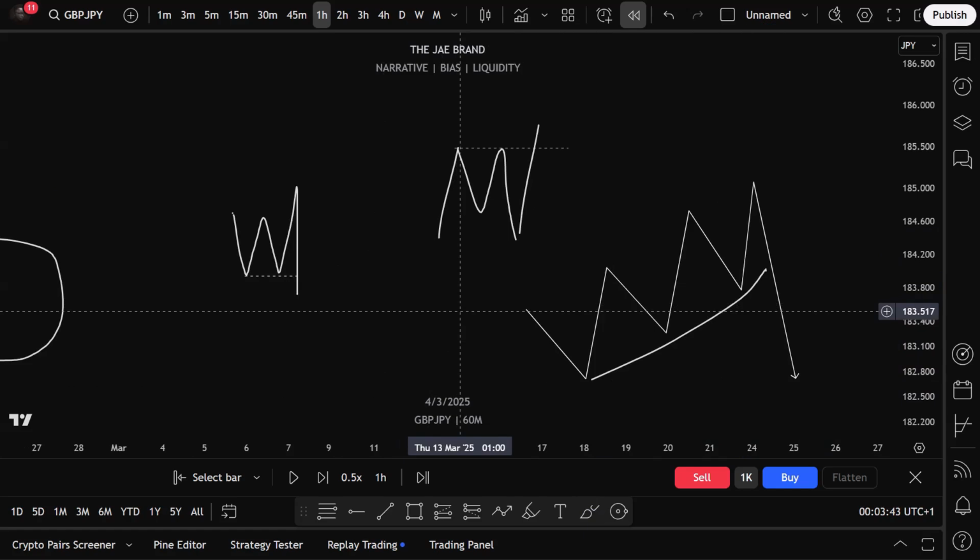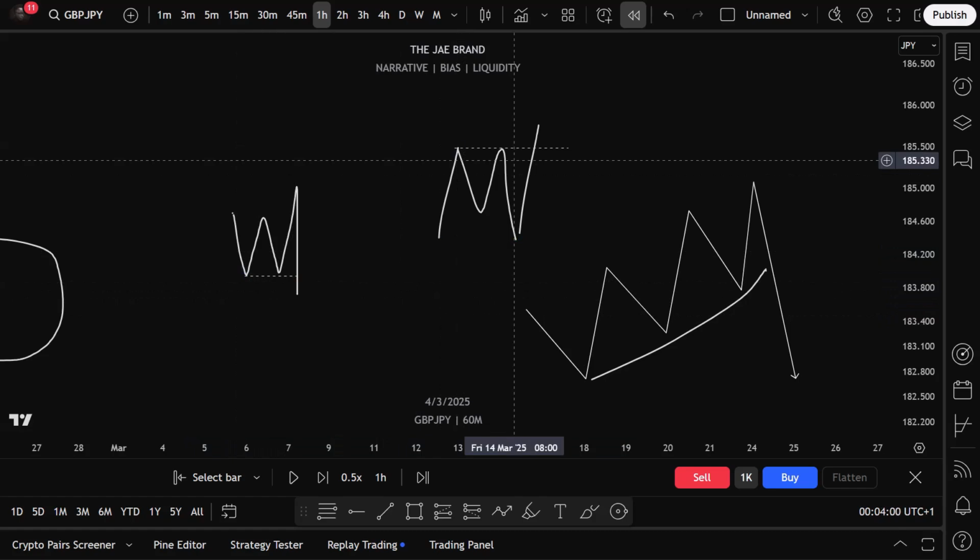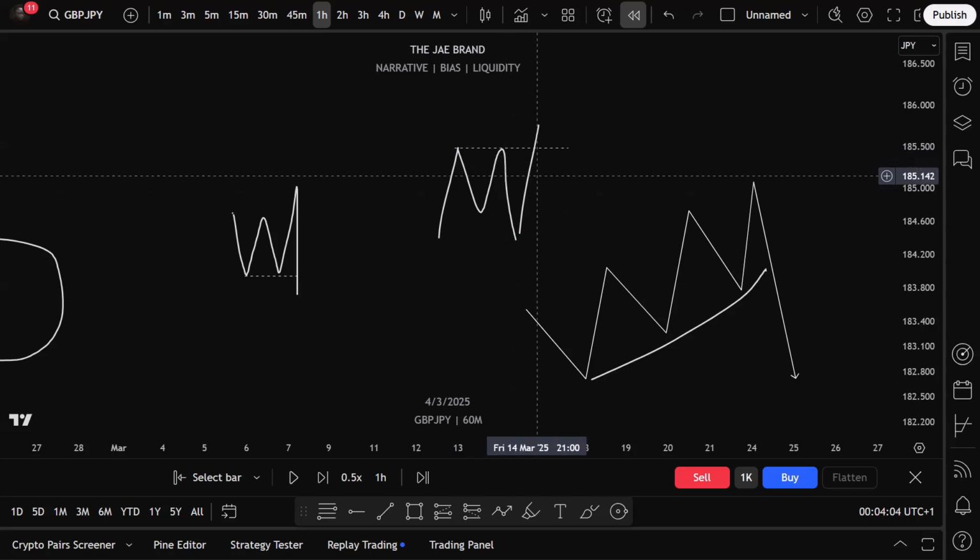But this concept I want to explain is very simple. I have demystified the concept of liquidity. Because when you say anywhere you see double bottom or equal lows, expect that liquidity will come sweep it, and everywhere you see equal highs, expect that it will be swept, and all of that.